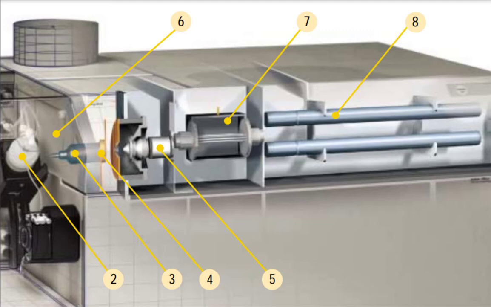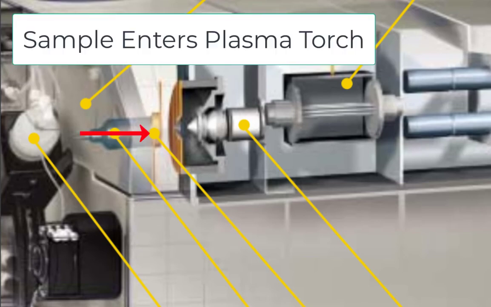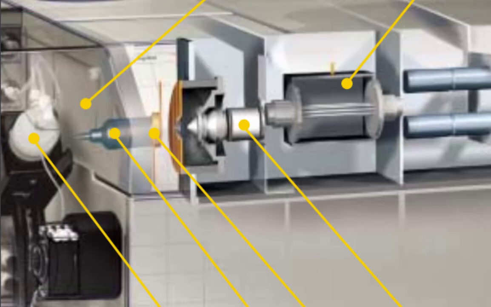So this is a cross-sectioned cartoony diagram of our instrument. And so either the liquids or the laser mode are both going to give us a very fine mist, or I guess dust, ablated product that will enter the plasma. So the plasma is generated by an RF frequency. I think it's 27 megahertz RF frequency that's passed through a coil around the torch.